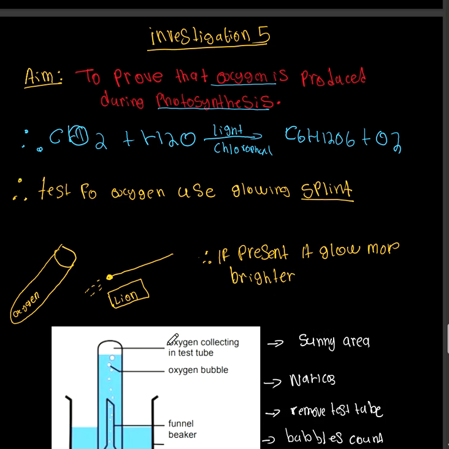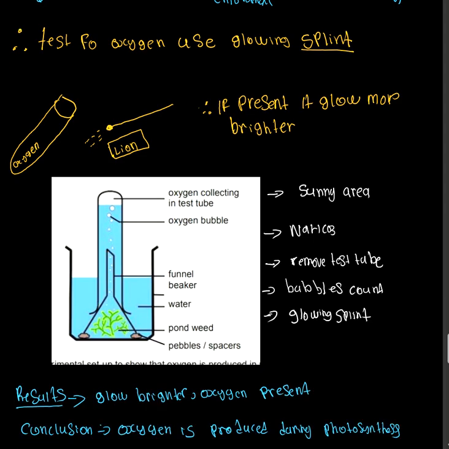So let's look at the experiment. How do we conduct our experiment? We have the beaker, and this beaker should contain water. Then we place our plant, and in this case our plant is pond weed. At the top of this pond weed, we have our funnel, and we place this funnel on top of the pebbles. Pebbles are small stones. And at the top of the funnel we put our test tube.